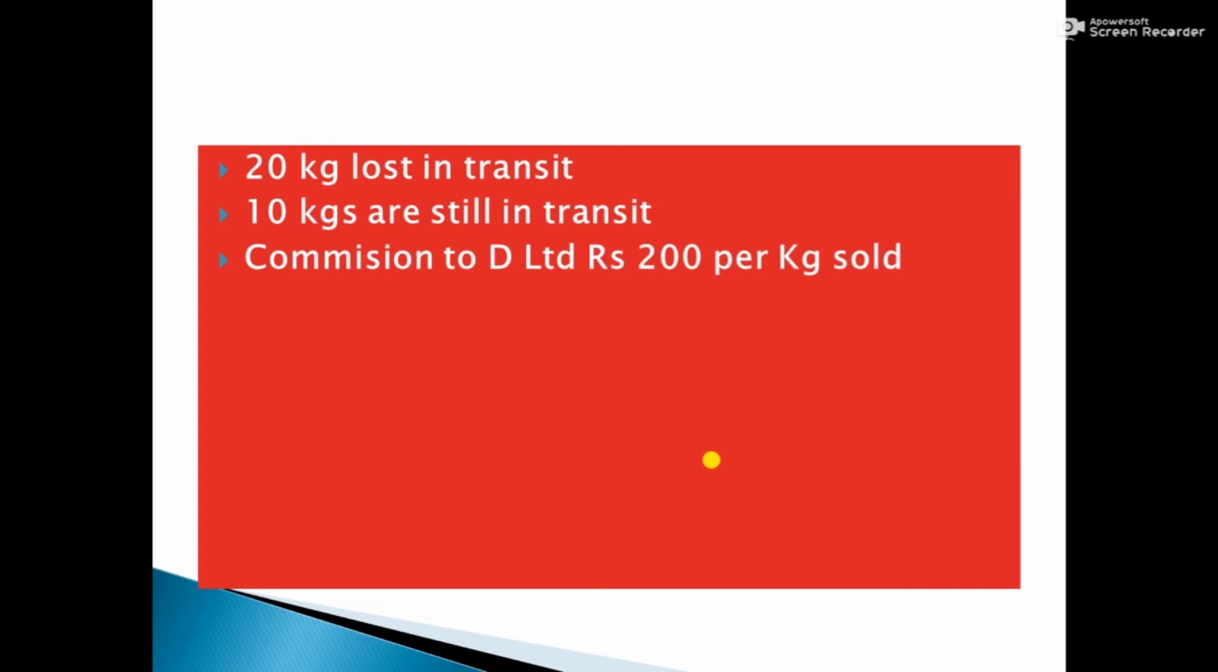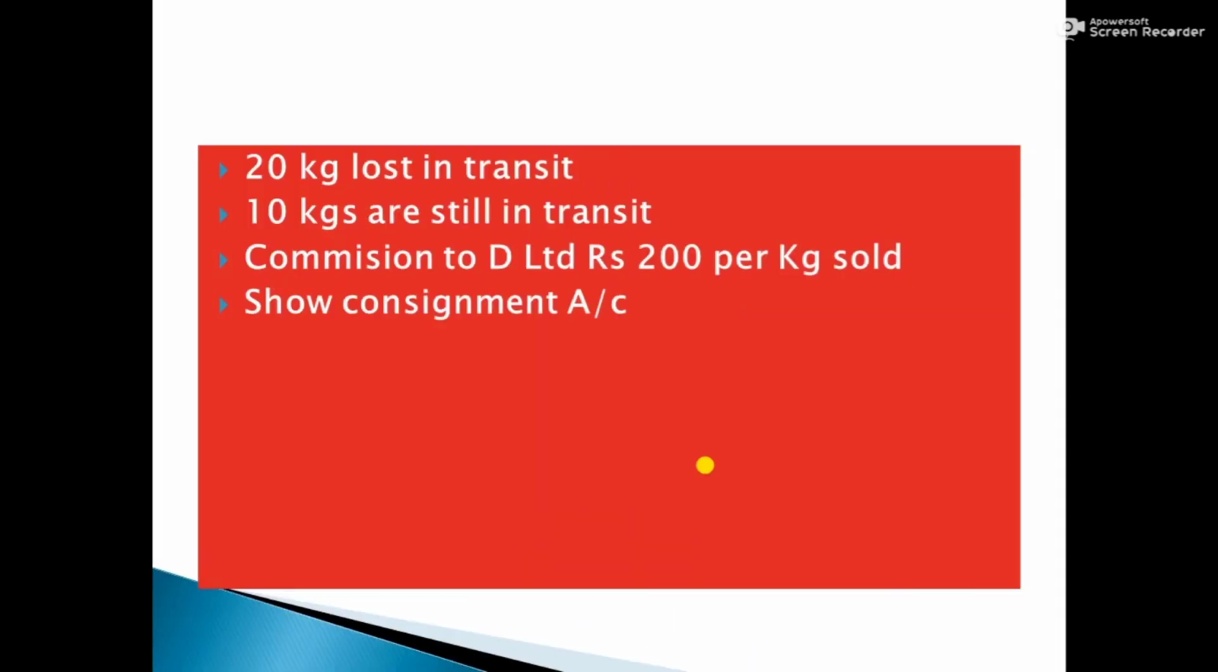Before preparing the consignment account, we have to find out the stock value, value of goods lost in transit, value of goods in transit. 100 kilograms of food are sent on consignment, out of which 20 kilograms are lost in transit, 10 kilograms are in transit, 45 kilograms are sold. Therefore, balance stock with consignee is 25 kilograms.